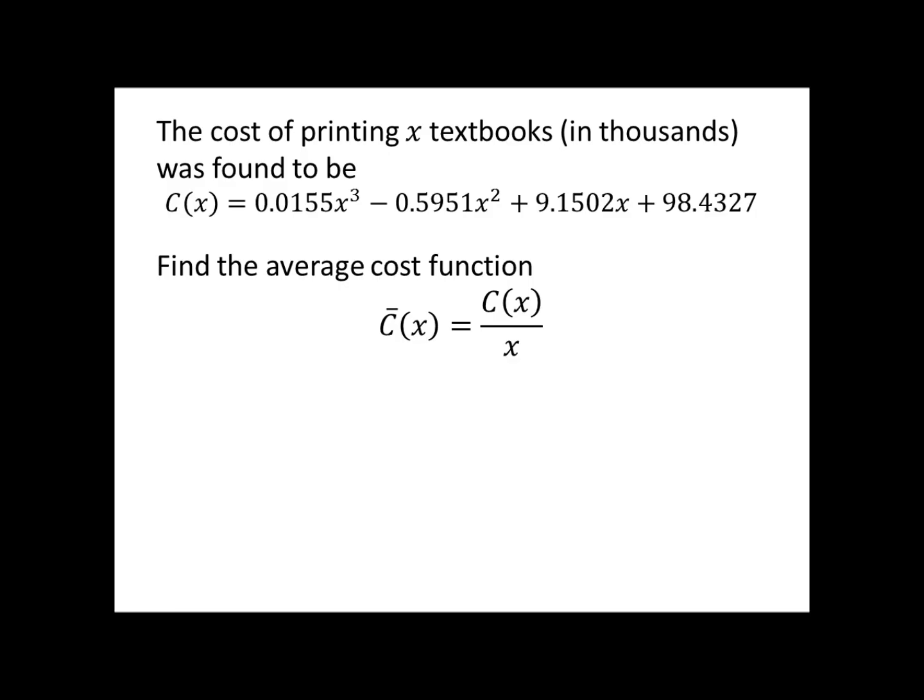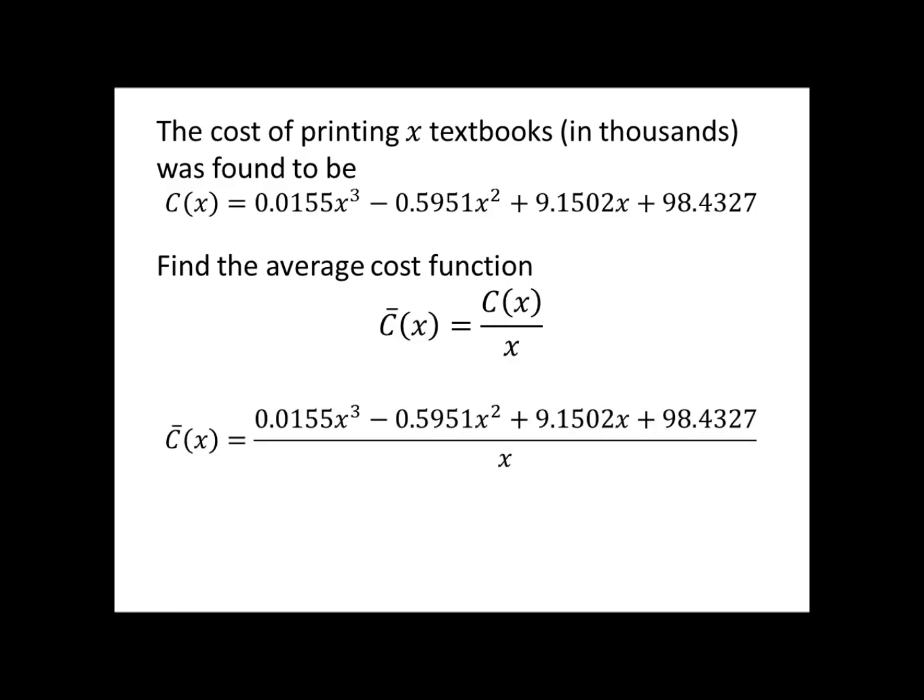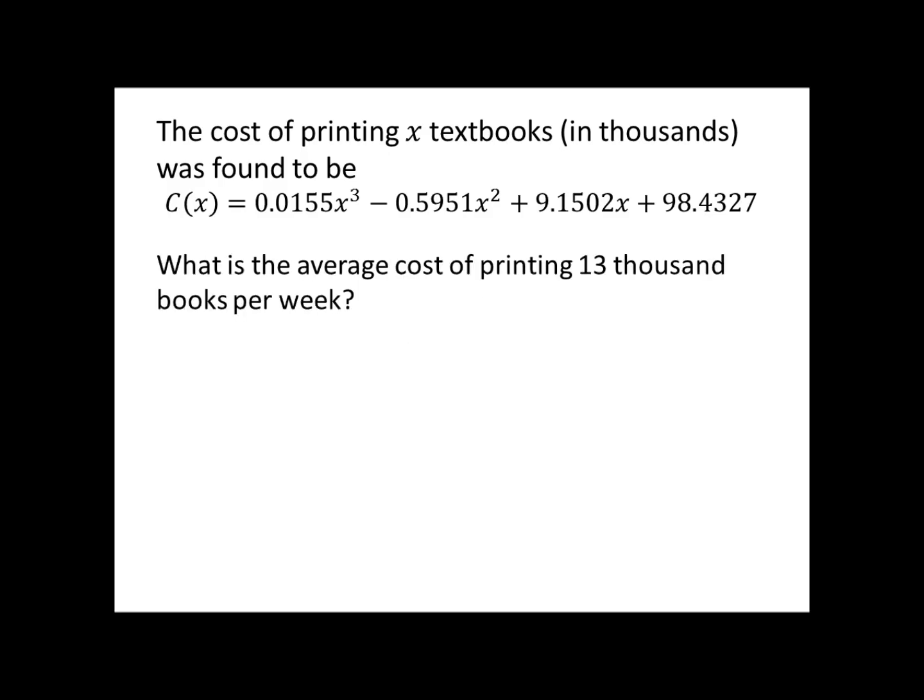The little bar that we see over the C means average. So average cost is equal to cost divided by x. You need to remember that. So if I just put my polynomial over x, I now have my average cost function, and by the way, it's a rational function that's going to create a really cool graph that we've seen, or that we've seen stuff like. So here's a question.